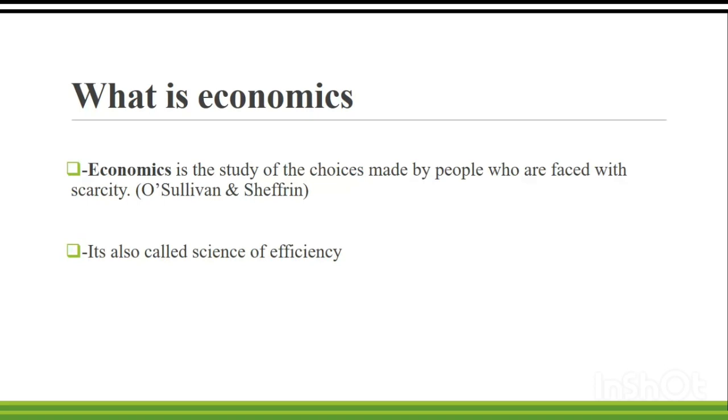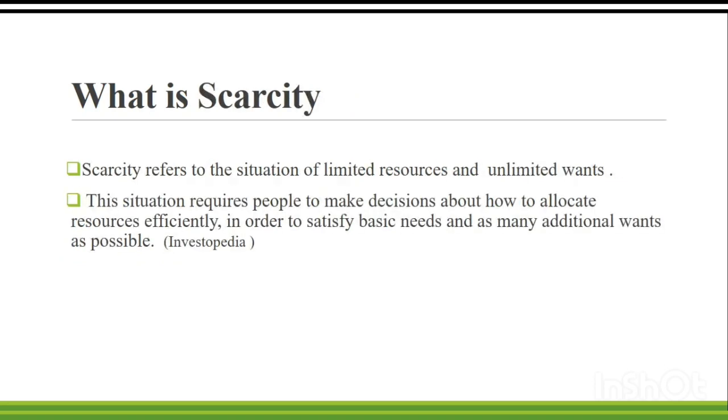So it is also called the science of efficiency, means we should use our resources in such a way that we get the maximum possible output from our resources. Scarcity also refers to the situation of limited resources and unlimited wants. And this situation requires people to make decisions about how to allocate resources efficiently in order to satisfy basic needs and as many additional wants as possible.